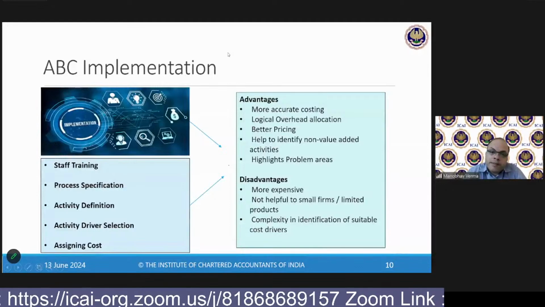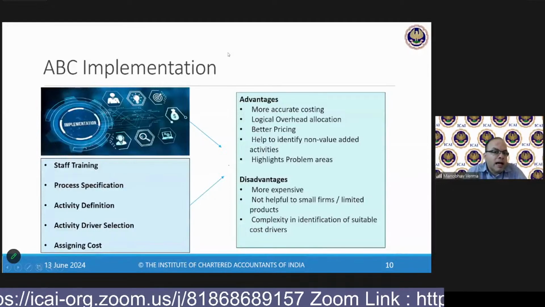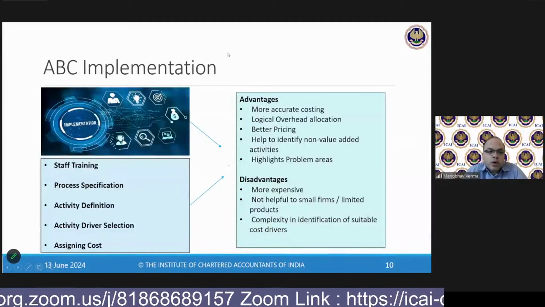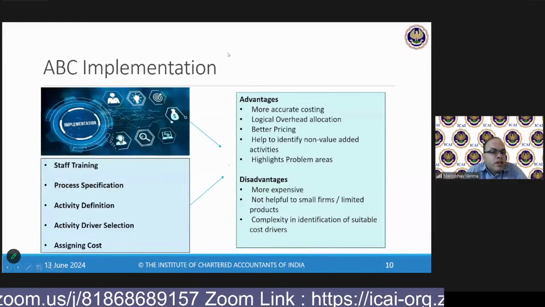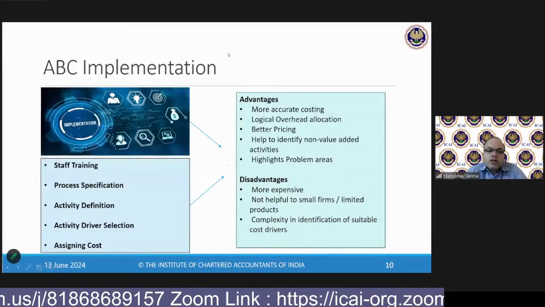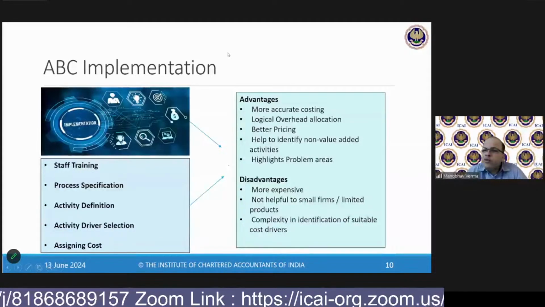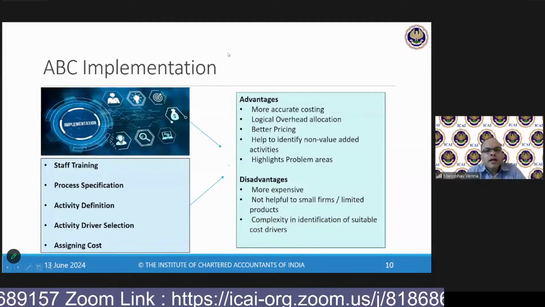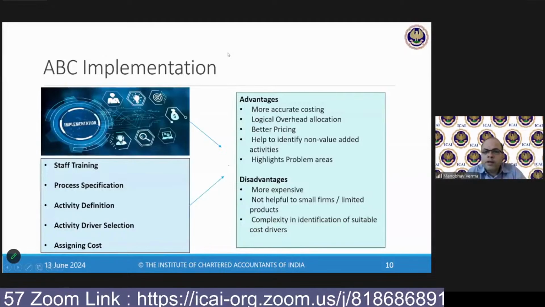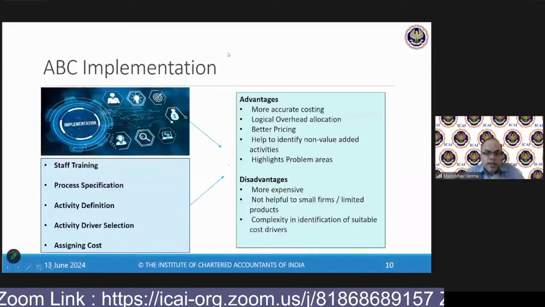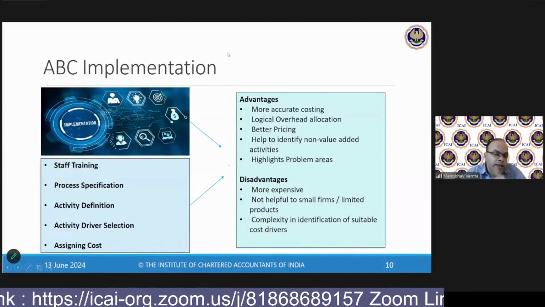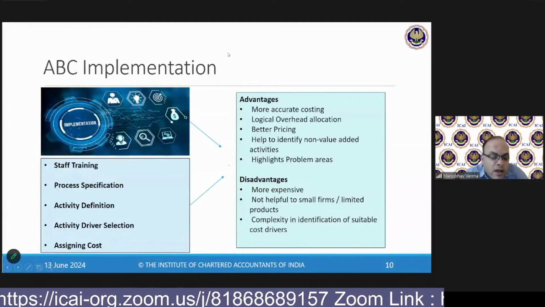In terms of the steps involved, we are looking at a simple step-down approach, with the first point being staff training. Staff training is more of a pre-preparation, because ultimately you want to involve your people, your workforce. They need to know what we are doing. They need to understand these concepts. So staff training is more of a prerequisite.